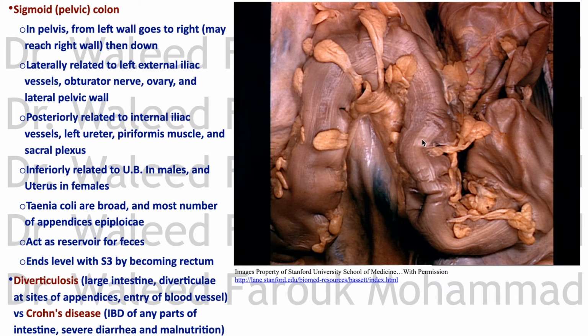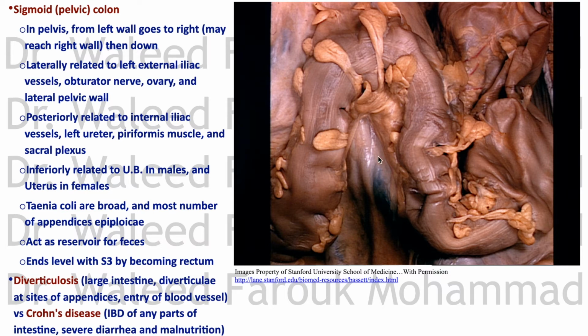And the tinea coli are the broadest in this part of the intestine, preparing to be a complete layer on the rectum. And the appendices epiploicae are much more numerous on the sigmoid colon or the pelvic colon.